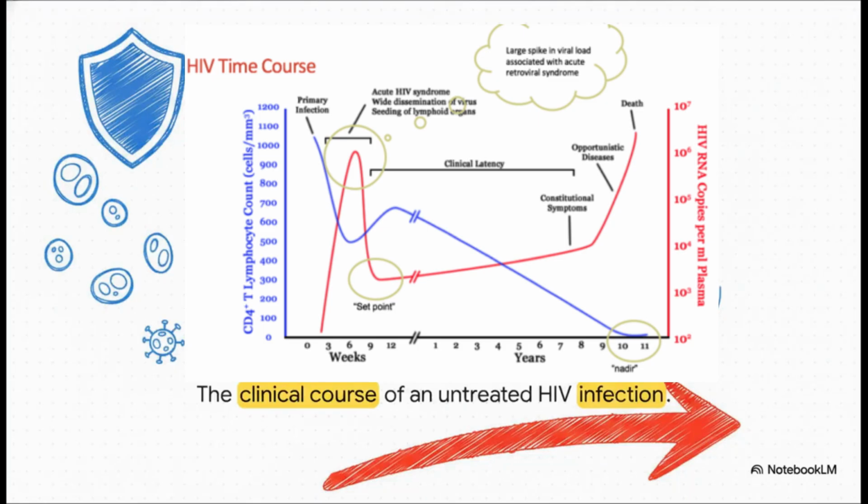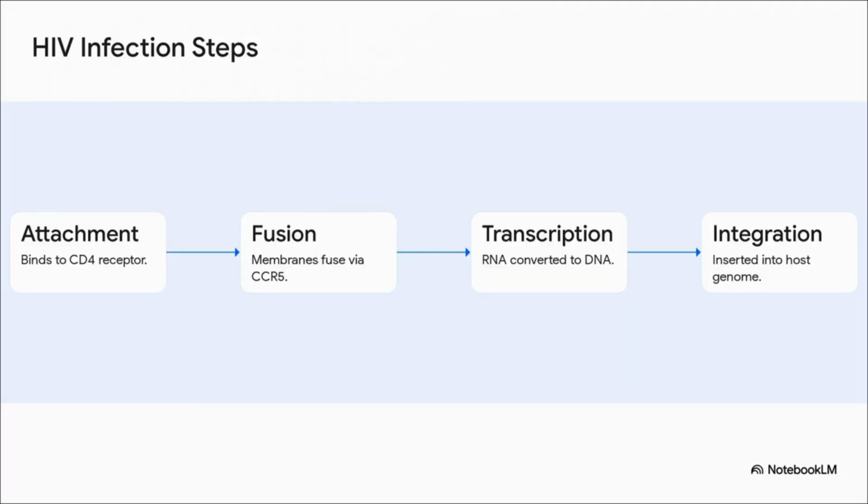Now, right here is basically our primary battlefield map. It's showing the typical clinical course of an untreated infection. And I want you to keep this image in the back of your mind as we go. Notice that blue line? That represents our immune strength, specifically our CD4 plus T lymphocyte count. A healthy count starts way up high. Then you've got the red line, which is the viral load, or basically how many copies of the virus are swimming around in the blood. Honestly, this whole story essentially boils down to the push and pull between this blue line and this red line over time.